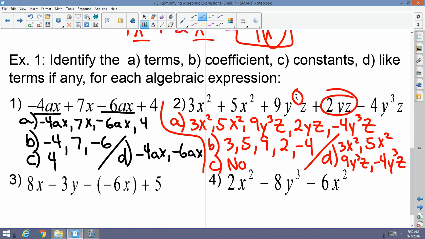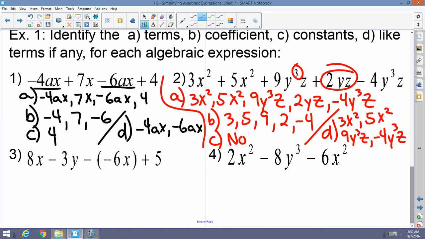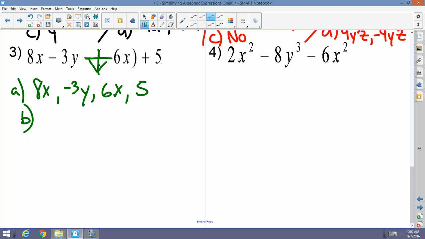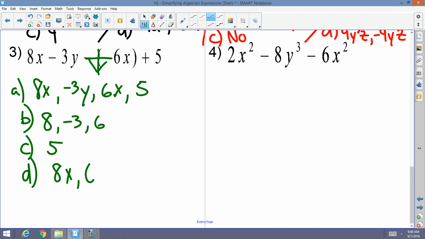Okay, number 3. Our terms here are, A, 8x, a negative 3y. Remember that a negative times a negative is a positive. Okay, so that's a positive 6x and a 5. Those are my terms. My coefficients are 8, negative 3, positive 6. My constants are 5, and my like terms are simply 8x and 6x.